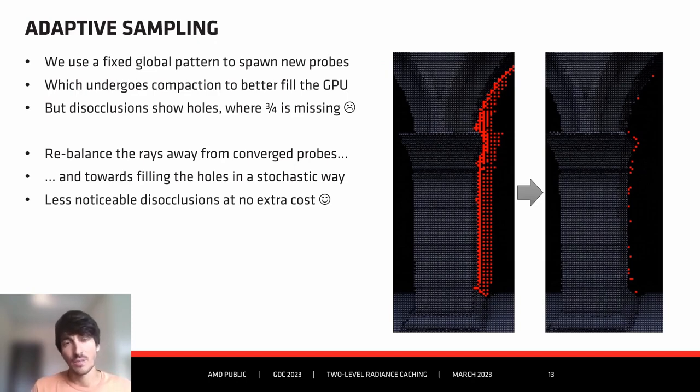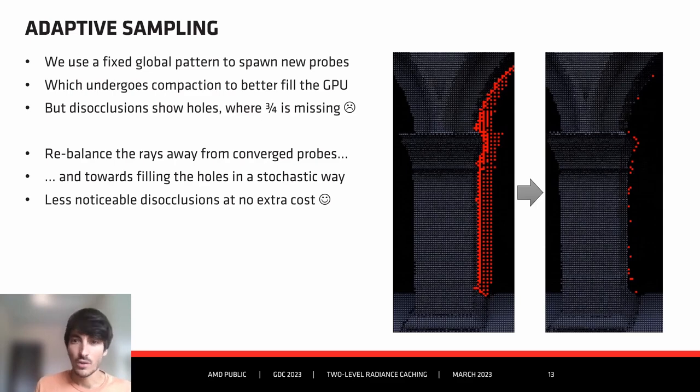And now we want to spawn our new probes to start getting new data and updating the grid with this new data. We use a fixed global pattern across the screen to spawn the new probes. And as I mentioned, we only calculate a quarter of the probes every frame. Disocclusions naturally will show holes where up to 3/4 of the information is missing, which is what you can see on the left image here. A lot of holes and missing information, which is not good for visual quality.